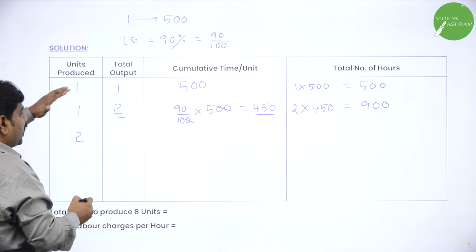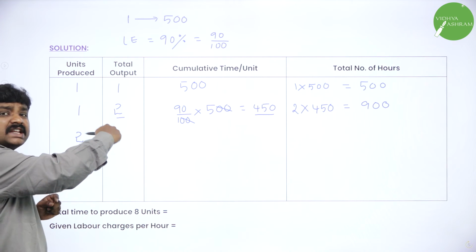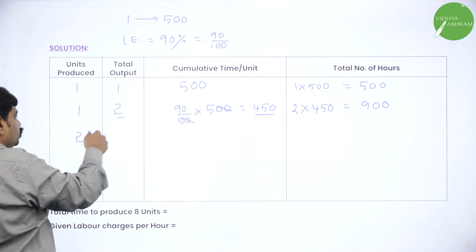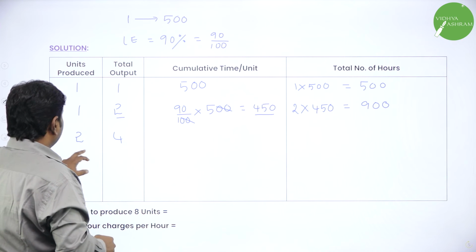How to fill the first column? Add the previous values. What are the previous values? 1 and 2. Add the previous entries in the first column. 1 plus 1 is 2. Now add diagonally 2 plus 2. What is 2 plus 2? 4. Or add all and put it here.